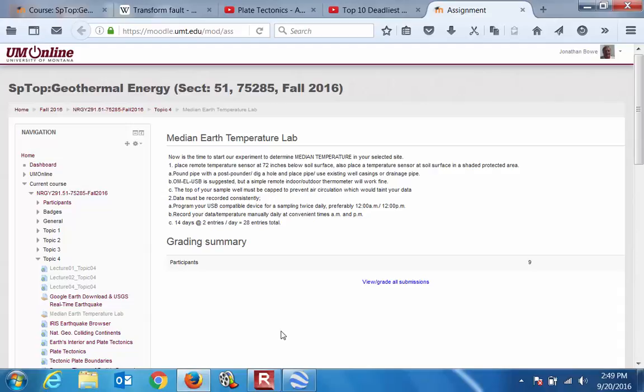So we're going to have to buy a post pounder? No. If that's how you want to do it, you can pound a pipe. This is OMEL USB is suggested. I don't know if you can hear Gary or not. He's saying, okay, we're going to have to pound a post.